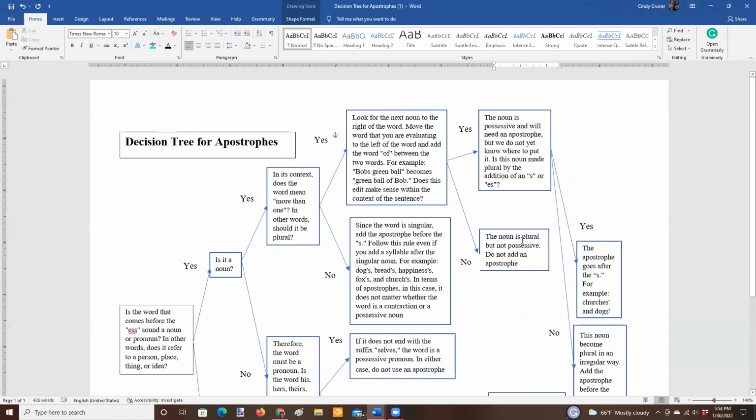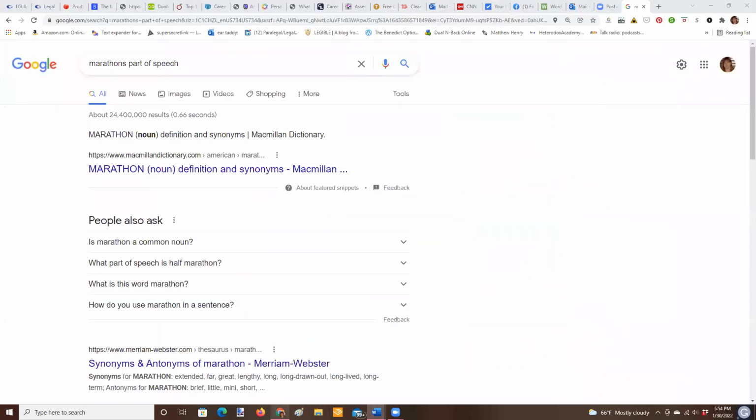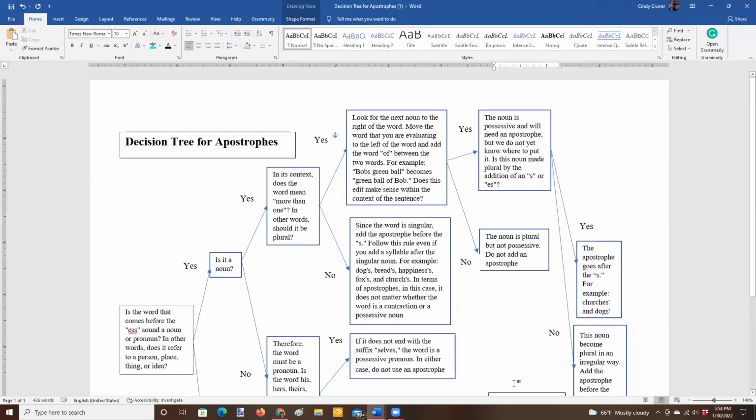So the noun is plural but not possessive. Do not add an apostrophe. Okay, so we're perfect to go with marathons. So this sentence doesn't have any apostrophes in it. Let's see if there are any other scenarios that we need to cover.